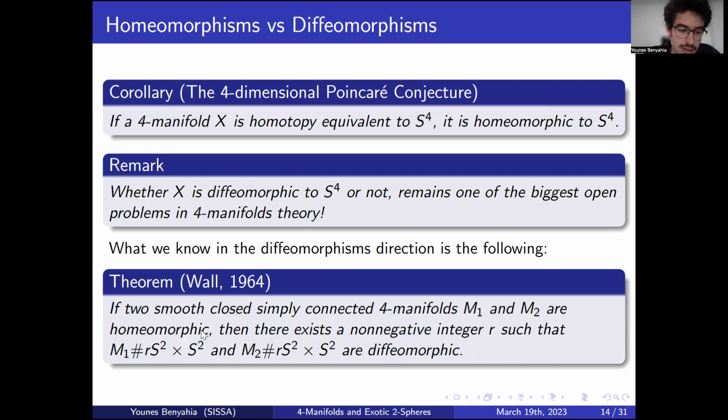In general, the conclusion of the theorem is that there exists a non-negative integer R. But then one can ask the question: is R bounded? How big can R be? This is also an open question, but in all the examples we know, R is always 1. We do not know examples where it's bigger than that.